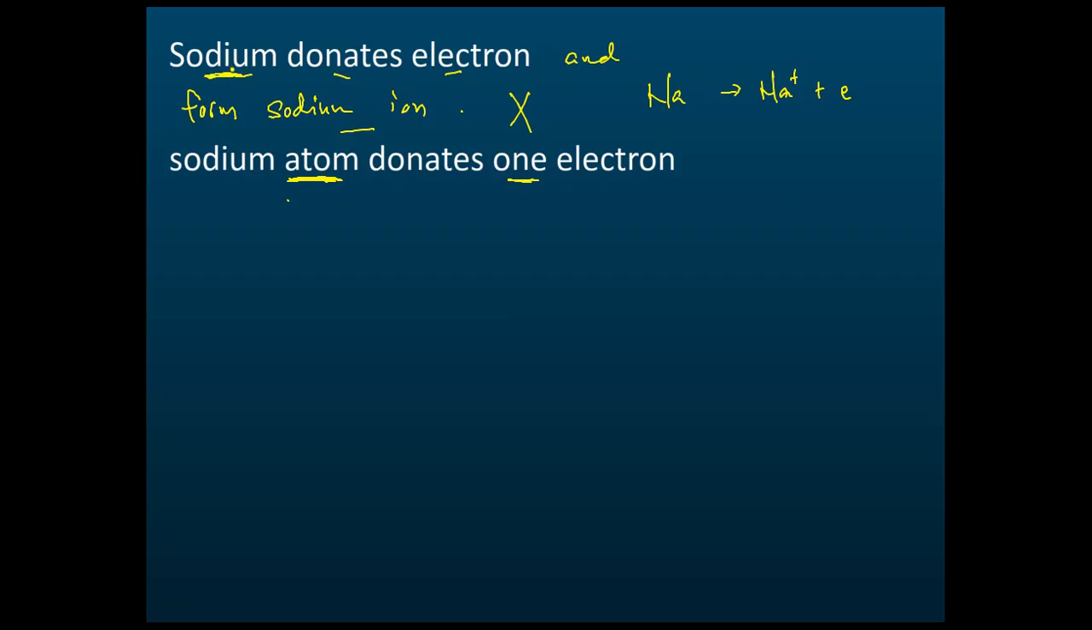In chemistry, I always stress that your answer must be specific. You cannot say sodium. Sodium what? Sodium ions, sodium atoms, sodium metal, sodium gas? Sodium atom. Donates how many electrons? You must state: donates 1 electron. So when you write your answer, you must be specific. Sodium atom means sodium atoms. Don't write sodium.